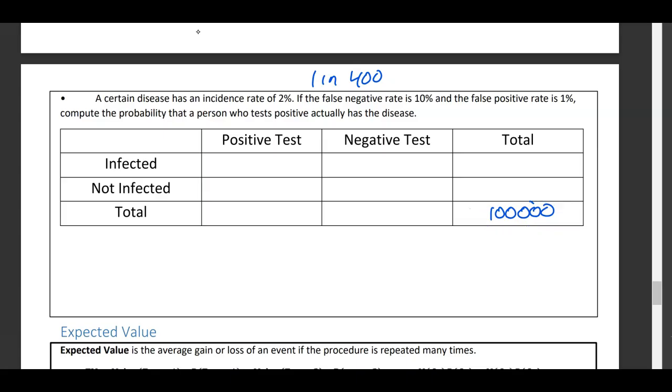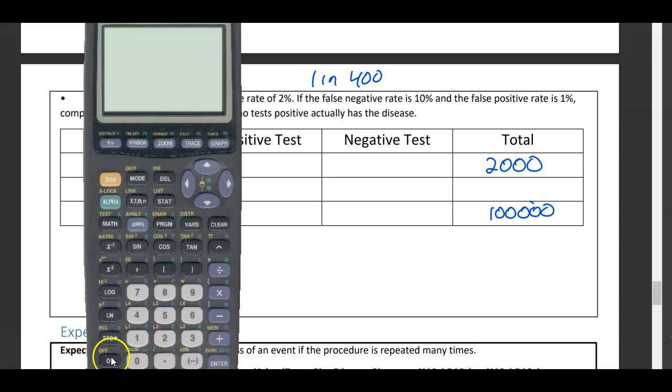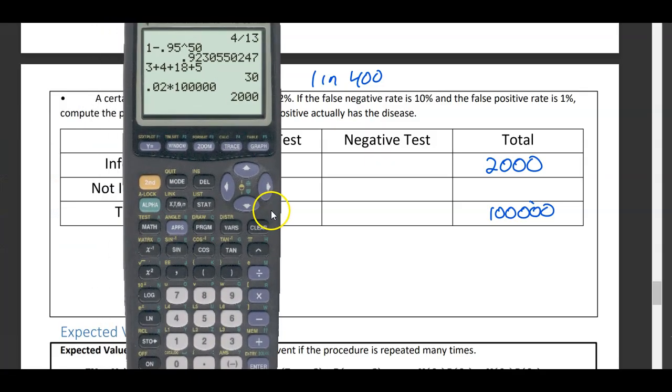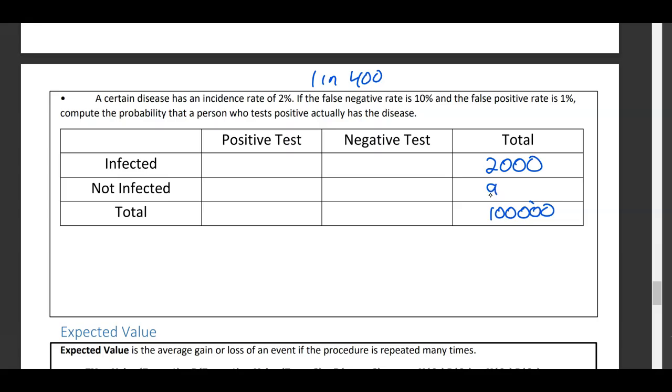So if I pick 100,000, the incidence rate for this disease is 2%. 2% of 100,000 is 2,000. There are 2,000 people infected in this population. So again, this is 2% of 100,000. 2,000 people. That's the incidence rate. Now the other 98,000 people must not have been infected. We have a total of 100,000 people. So we now have the totals of the people worked out.